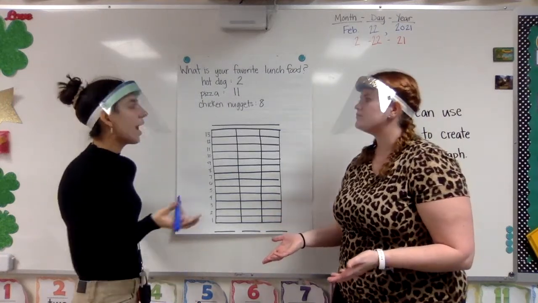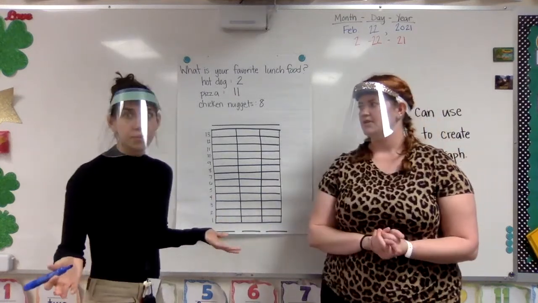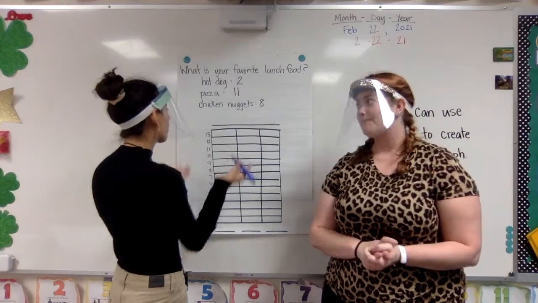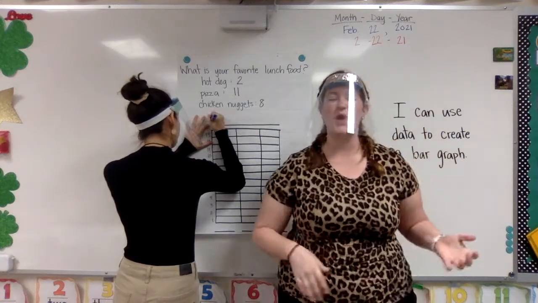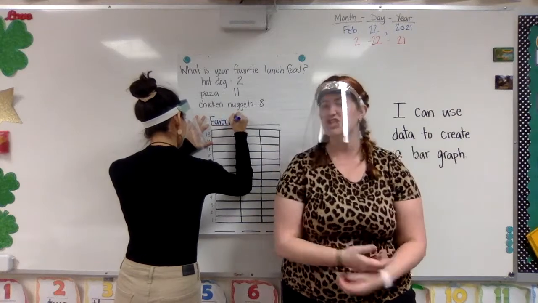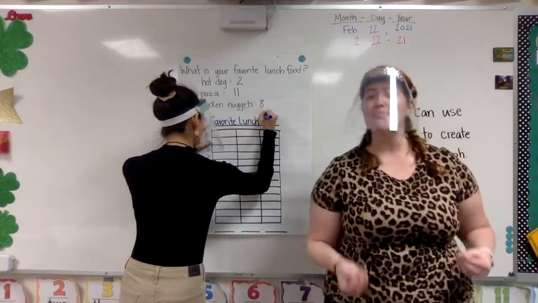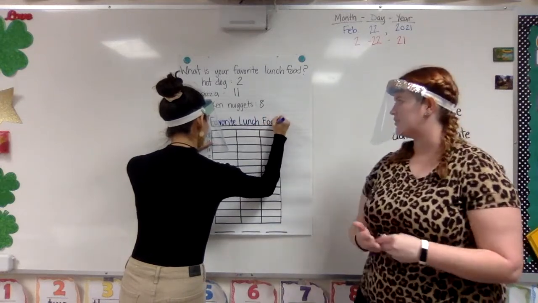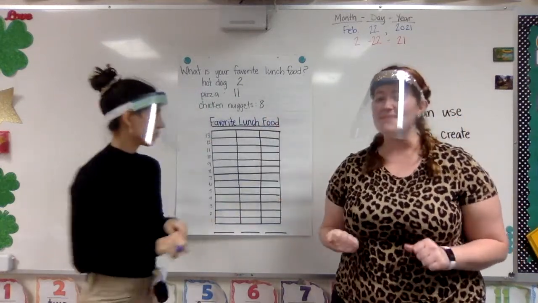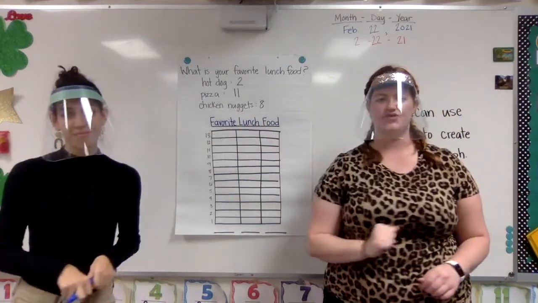Oh, that's good. We have to keep favorite in there because we know we didn't just ask them, what did you eat for lunch? Right. We want to know we asked them their favorite. That's right. And if I just wrote lunch food, I might think, what did you have for lunch? What do you never want to eat for lunch? So we're going to just take that part from my question and say favorite lunch food. So when I look at my graph, I know this data is about their favorite lunch food.